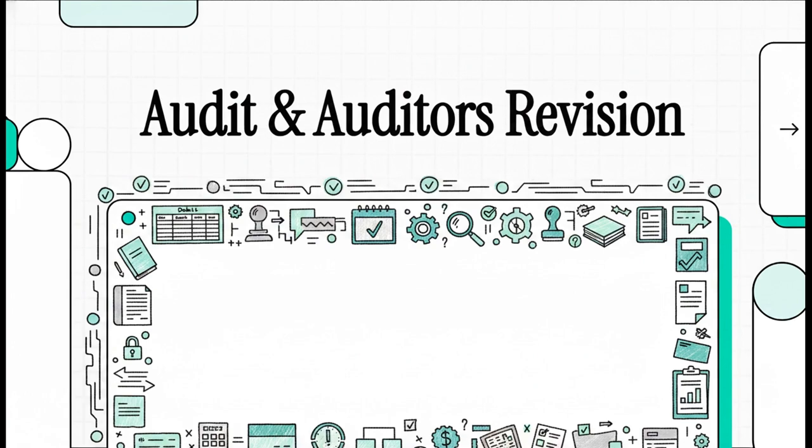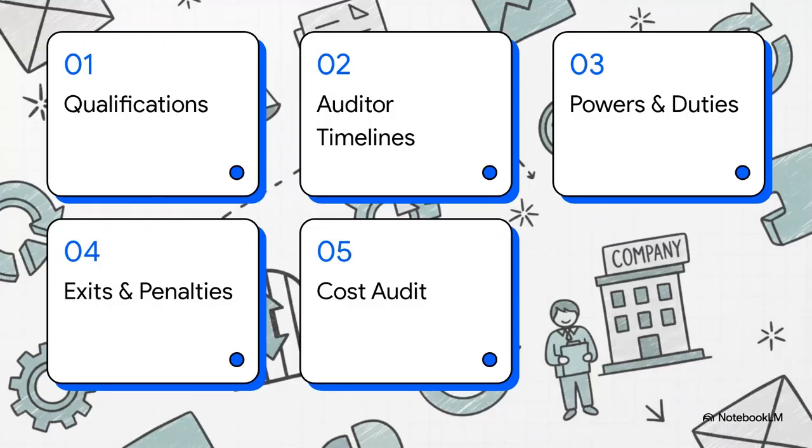Our agenda today naturally follows the auditor's life cycle. We'll start with number 1, qualifications and prohibitions, then 2, auditor appointment timelines, 3, powers, duties, and fraud, 4, resignations, removals, and penalties, and finally, 5, cost records and audit.